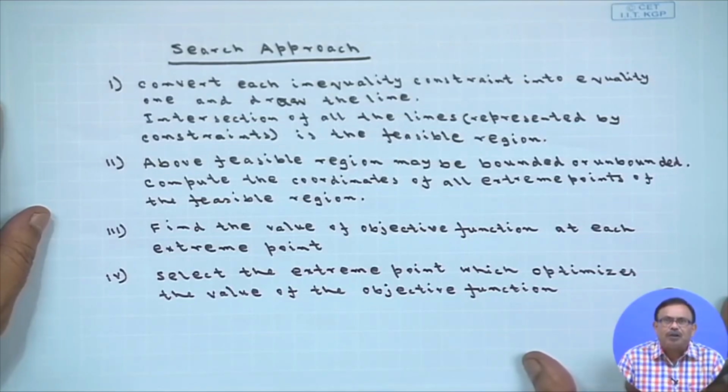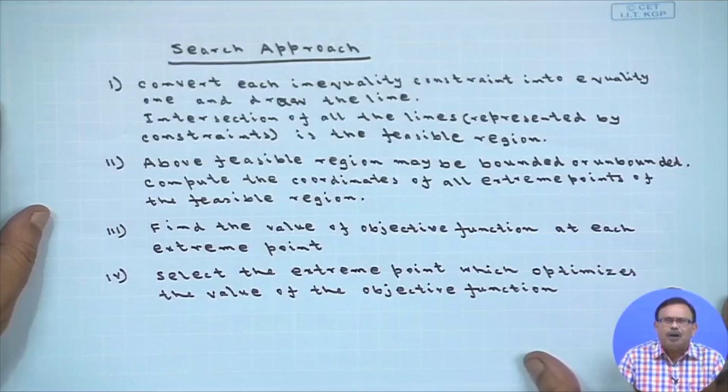The first step is to convert each inequality constraint into an equality constraint and draw the line, because in an LPP you have seen the constraint may be an equality or an inequality, that is, greater than or equal to, or less than or equal to. So, you have to treat all the inequality constraints as equalities, so that you can draw a corresponding line for that particular constraint.